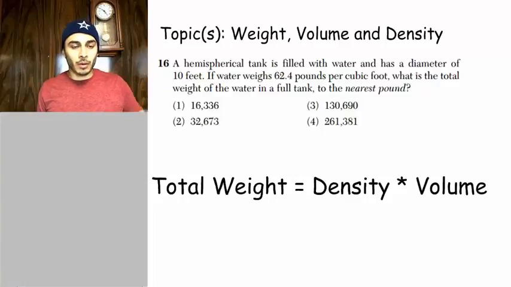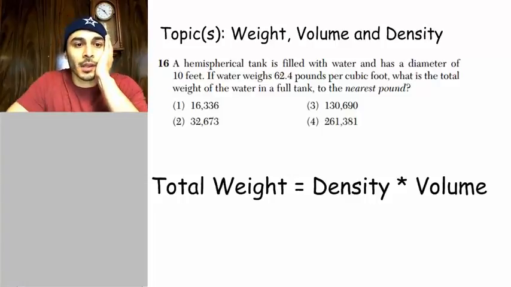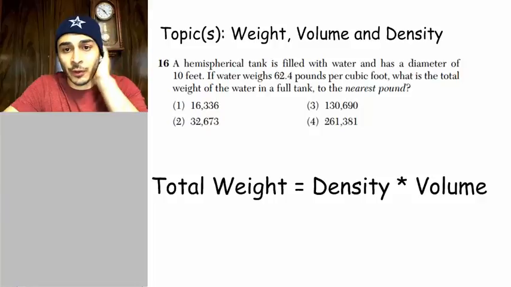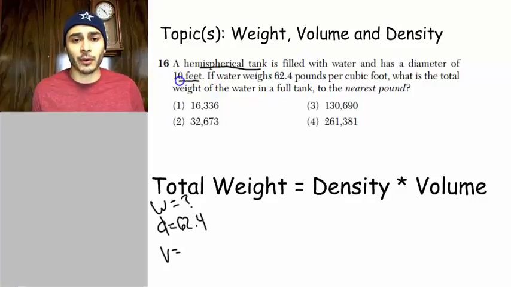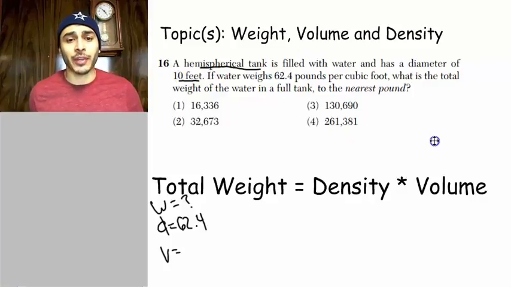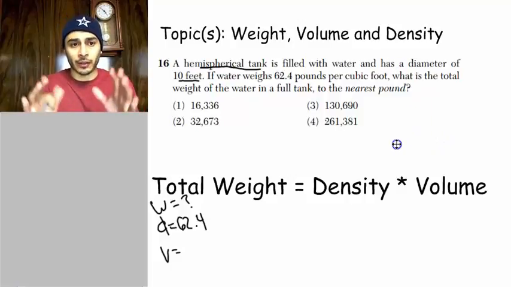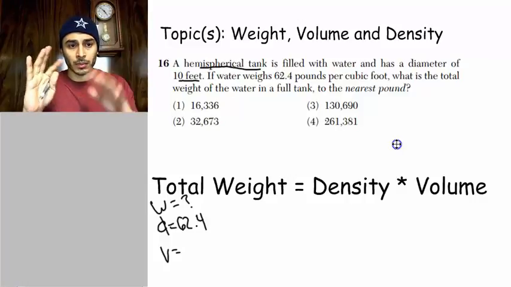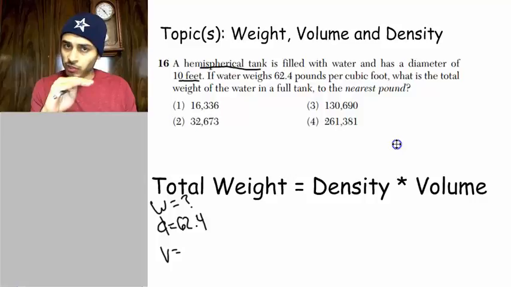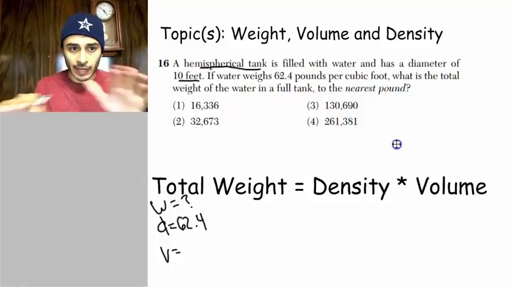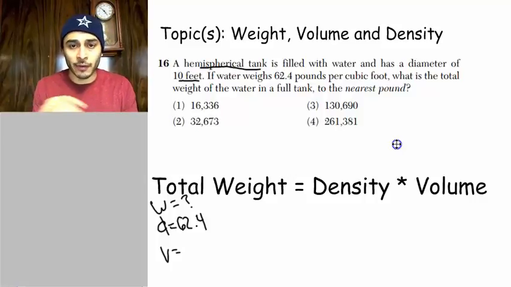All right, so 16. We got a hemispherical tank and it's filled with water, has a diameter of 10 feet. Okay, so here's the deal. If you want to find total weight, there's a formula for that. It's total weight equals density times volume. And we are given the density here. We're told that the density is 62.4.